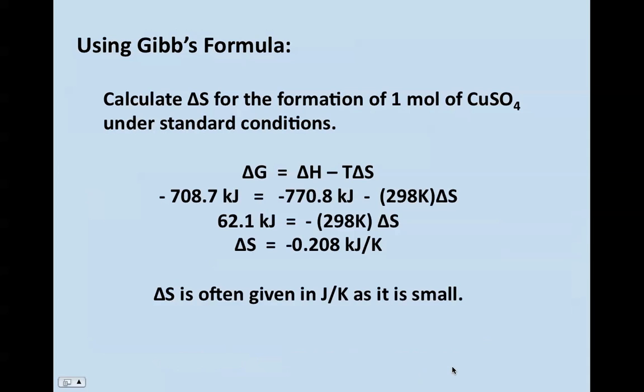So here I can see then that by plugging in those values and solving it by subtracting or adding, we get that our delta S is negative 0.208 kilojoules per Kelvin. Usually we express this in joules per Kelvin just because it tends to be an incredibly small number, but we do see that we end up with a negative delta S, which is just something to keep in mind, that we had a negative delta H and negative delta S, and how we had to have a specific temperature in order to get this negative delta G.